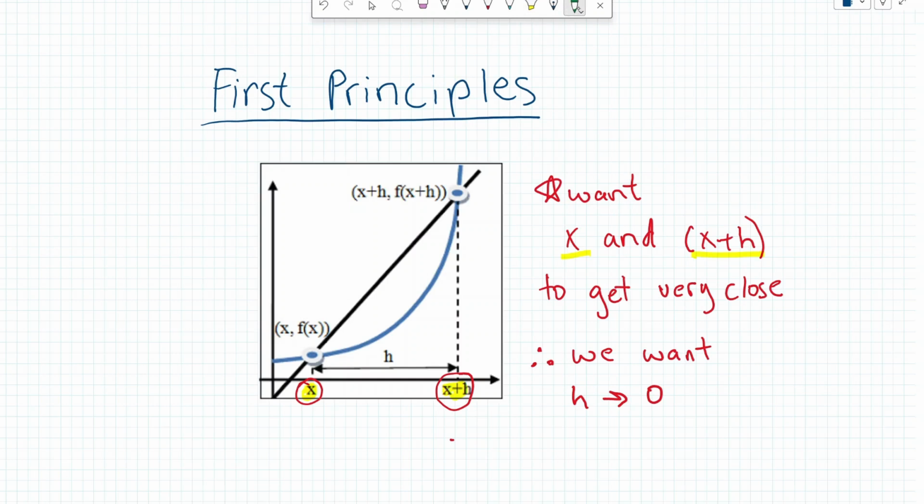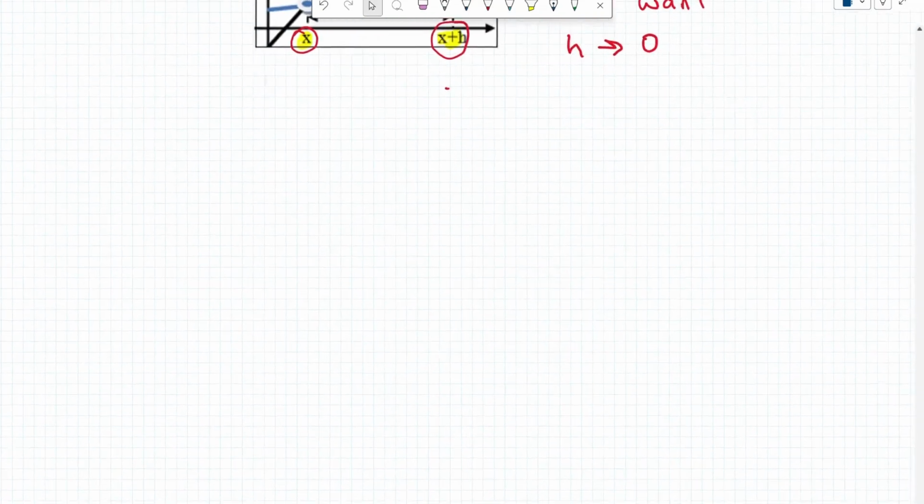So in order to do that, we can see that we want this h value, this value that's separating our two numbers, to approach 0. So we want it to get as close to 0 as possible without actually getting there. And this is the theory behind using first principles to find the derivative. So now let's take a second and look at the actual equation.